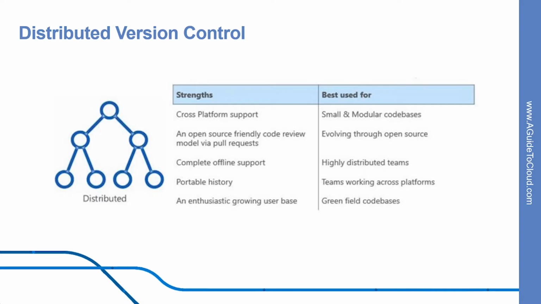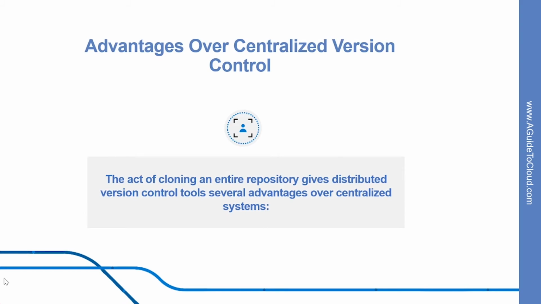One common misconception about distributed version control systems is that there cannot be a central project repository. This is simply not true. There is nothing stopping you from saying this copy of the project is the authoritative one. This means that instead of a central repository being required by the tools you use, it is now optional and purely a social issue. Now let's look at the advantages over centralized version control. The act of cloning an entire repository gives distributed version control tools several advantages over centralized systems. So let me tell you all these advantages one by one.